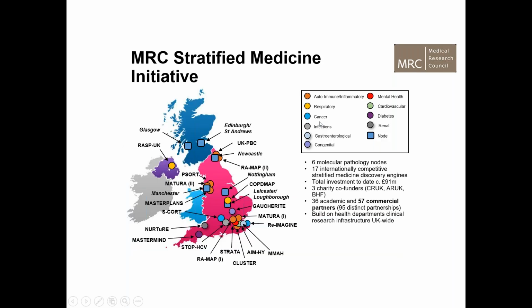So capturing this potential requires true partnerships, and it's been really important for academia and industry and the NHS Trust to work closely together. So the MRC have the Stratified Medicine Initiative. They've funded various different research plans over the years, and there are 6 molecular pathology nodes, which we're going to be talking about today. There are 17 internationally competitive stratified medicine discovery engines, and there's been a huge amount of investment to date. We've got 36 academic and 57 commercial partners, and these are growing by the day.